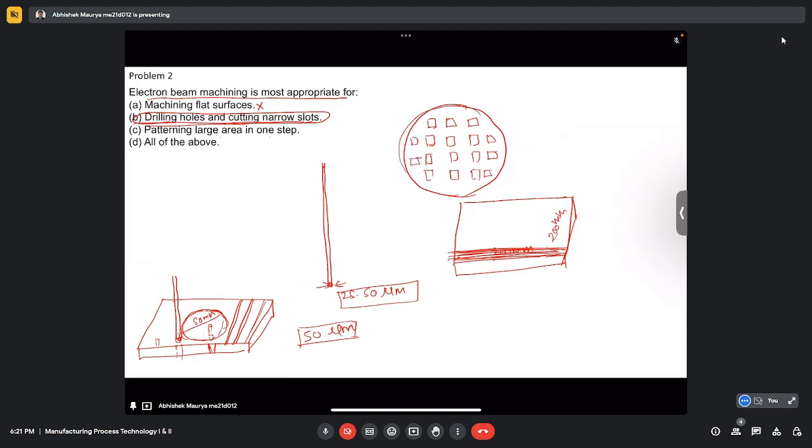So this kind of pattern we cannot make by electron beam machining in one go. We have already studied photolithography, those processes are used to create patterns in silicon wafers. Electron beam machining is not suitable, because if you want to make any specific geometry, the beam can be present only at one location. So we have to wait a lot, and in one go it is not possible. So these are wrong. The only correct option is B.